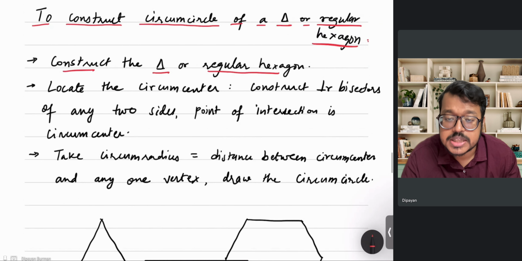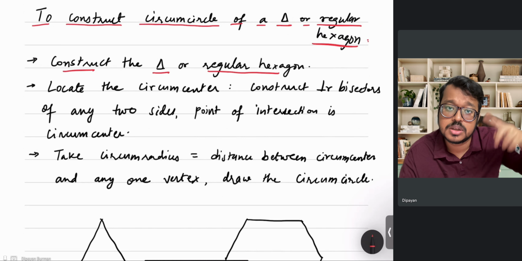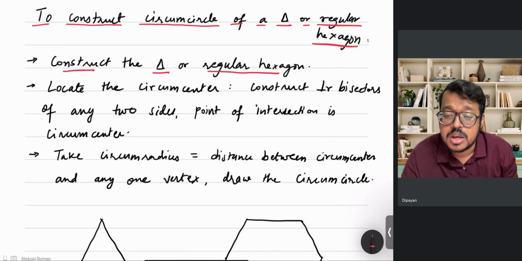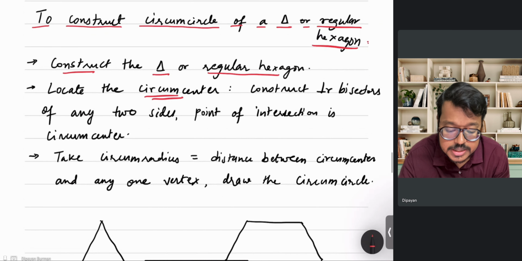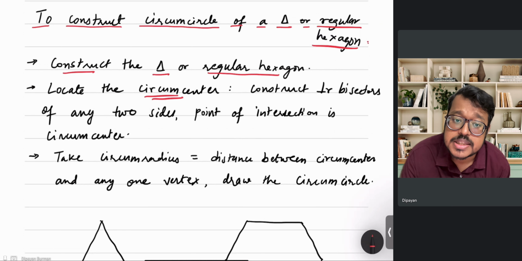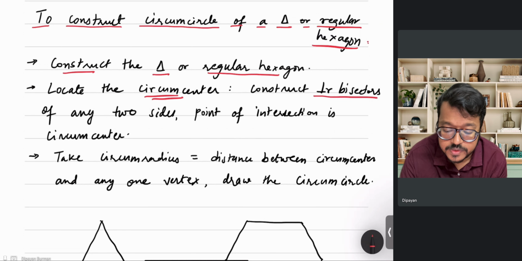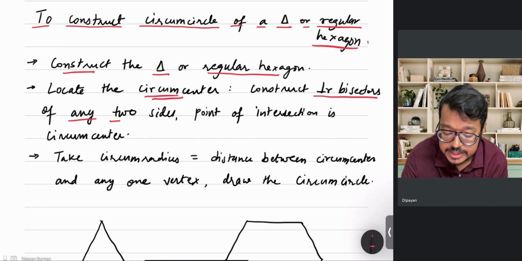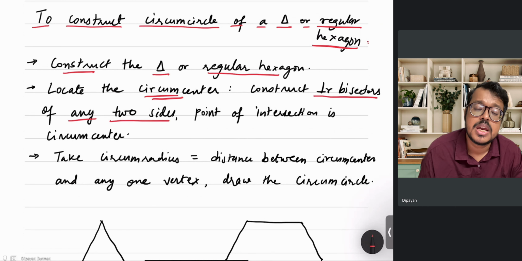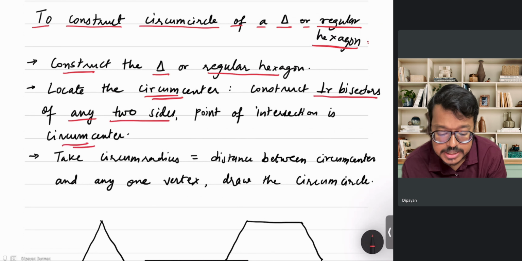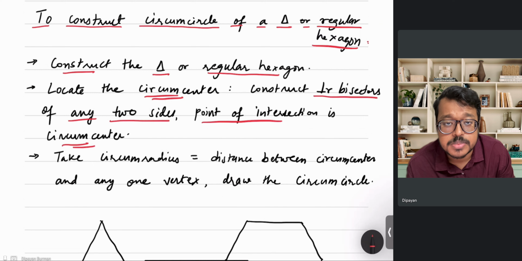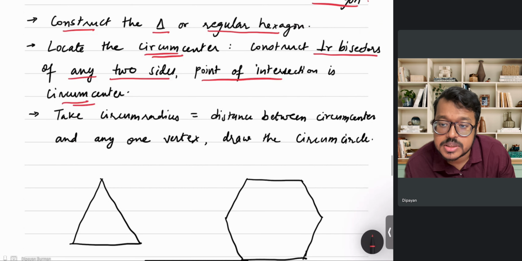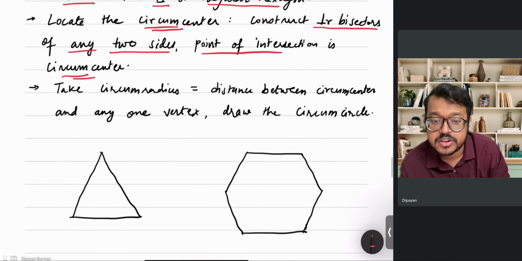So if you want to draw a circumcircle, which is the circle around the triangle or regular hexagon, you need to locate the circumcenter. And as we discussed, the circumcenter is located at the intersection of the perpendicular bisectors of the sides. If you are able to construct the perpendicular bisectors of any two sides, wherever they intersect, that point of intersection is your circumcenter. Once you have located your circumcenter, you need to know your circumradius. So for example, I have a triangle and a regular hexagon.